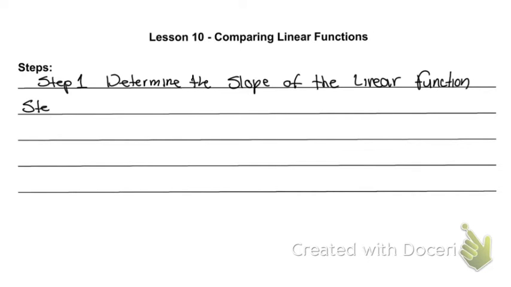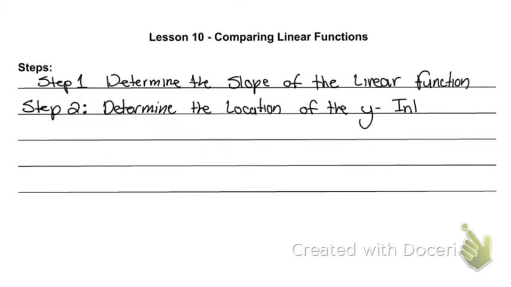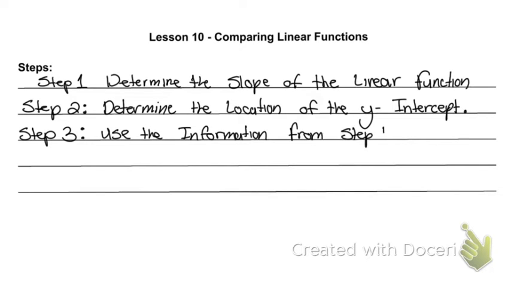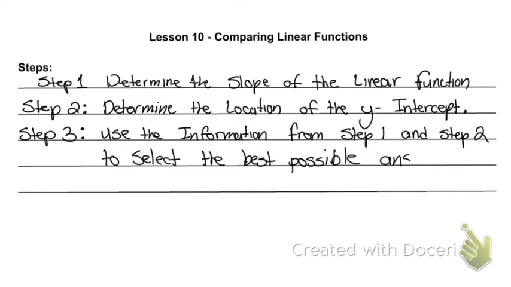Then step 2 is that we're going to determine the location of our y-intercept. Okay, we know that the y-intercept is the b. Depending on what the question is asking, we may have to find that. Now, after we complete step 1 and 2, step 3 is that we're going to use that information from step 1 and step 2 to help us select the best possible answer choice.